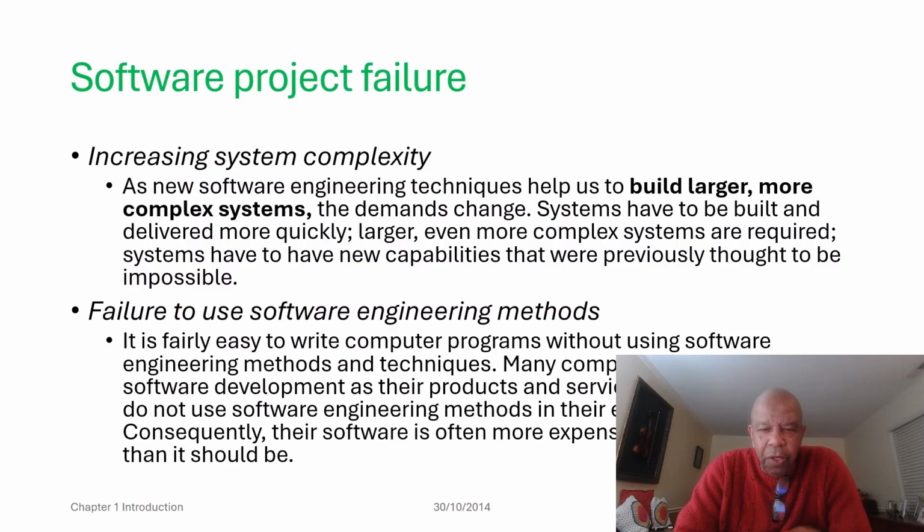Second item, a failure to use software engineering methods. It's very easy to write computer programs without using software engineering methods and techniques. Many companies do drift in, or basically say the software is so advanced that they feel they don't have to have software engineering.